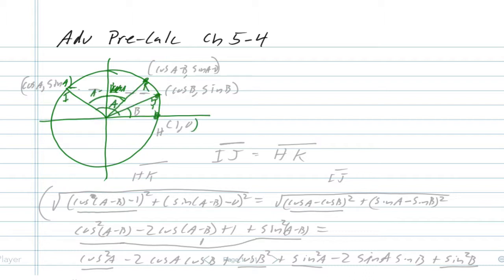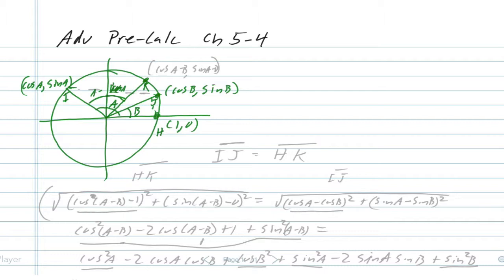And we're going to put a few points on the unit circle. At (1, 0), we're going to put a point, and I'm going to call that point H. Then we're going to put another angle in the first quadrant. I'm going to call this angle B. So this point is cosine B, sine B. And then over here in the second quadrant, I'm going to put an angle A. So this point will be cosine A, sine A.